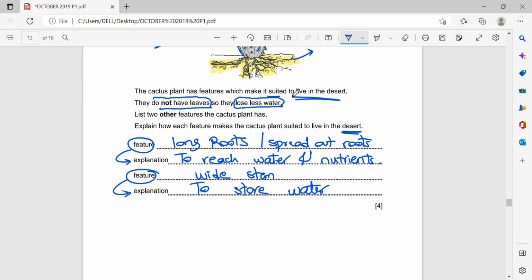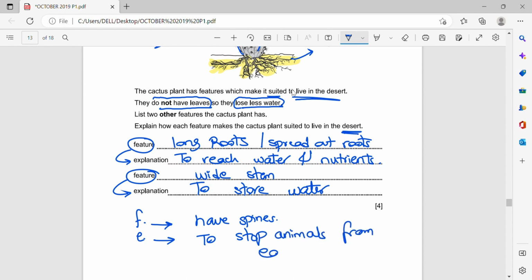If someone else wrote a different feature, for example, they have spines, what is the explanation for having spines? To stop animals from eating them.